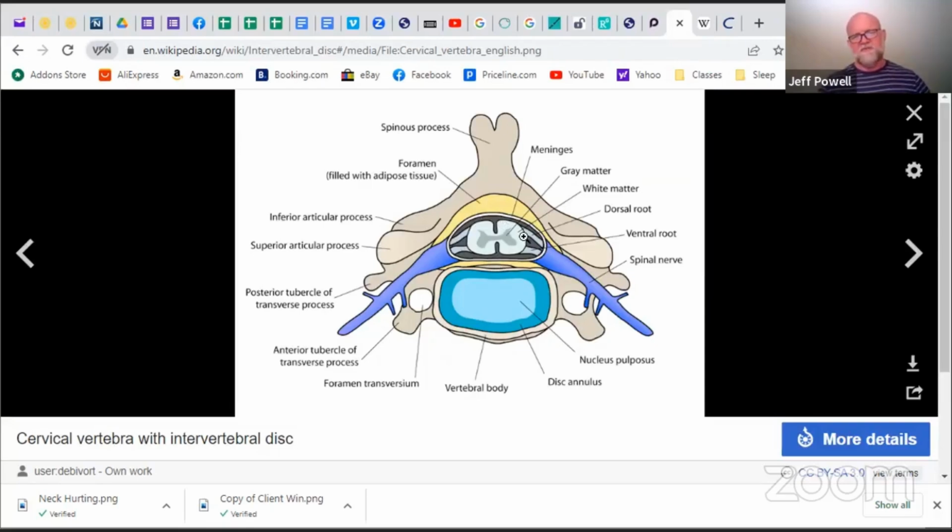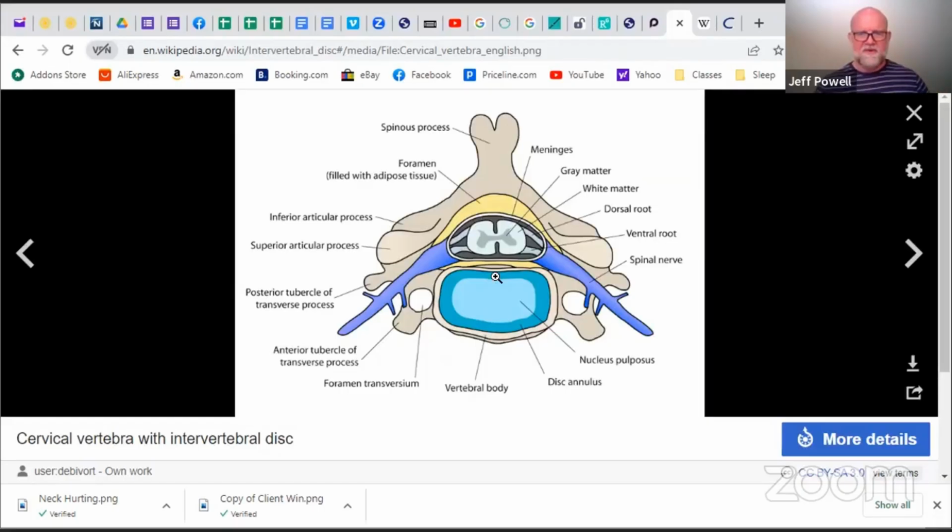And then from the spinal cord, we have these nerve roots. These nerve roots are where the nerves branch off from the spinal cord and then go out into the body. As they go out into the body, they innervate our muscles and organs and all those other things.